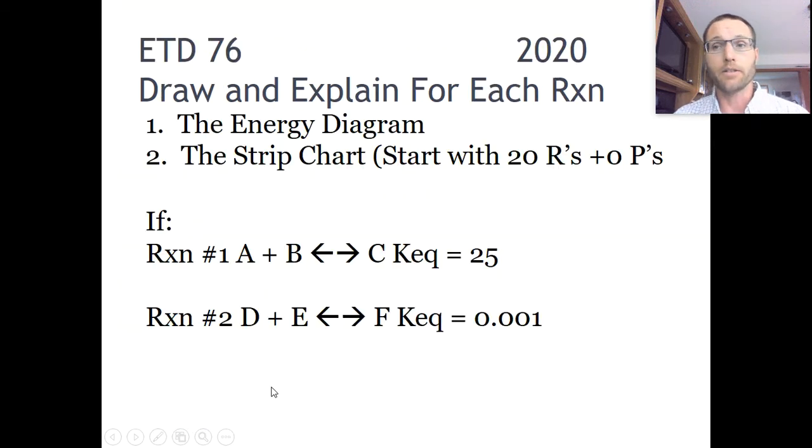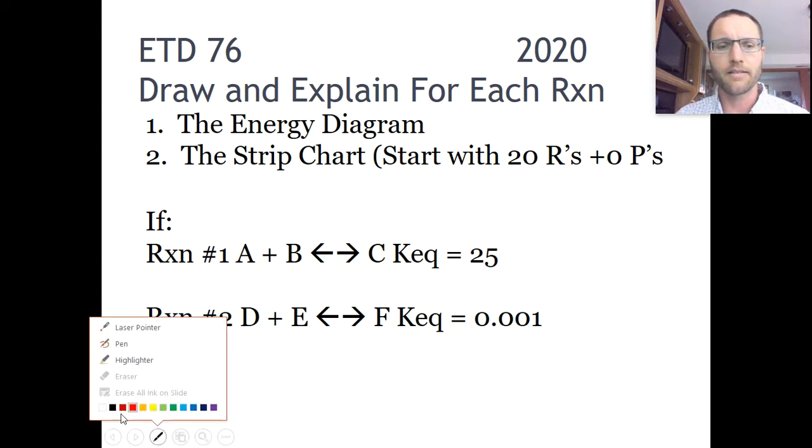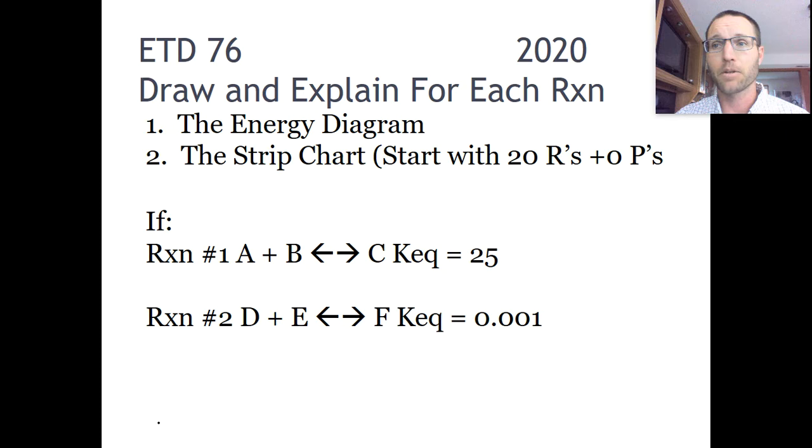So I want you to draw and explain for each of these reactions, two fictitious reactions, reaction 1, reaction 2. You can see I've given you the KEQs for them. I want you to draw an energy diagram and a strip chart for both if you were to start with, say, 20 reactants and 0 products, right? So pause it, see if you know what you need to know, and then we'll double check to see if you got it right. Cool.